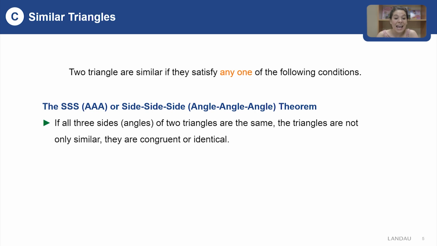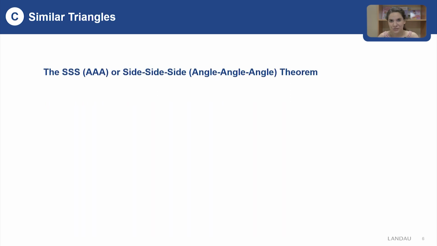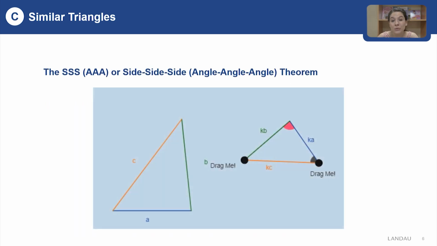Do you remember these two terms, congruent and identical shapes, from the previous video? Yes, you do. And for similar triangles, the three sides or the angles of two triangles only have to be proportional. If we pay close attention to the screen, we will see that we have two triangles and the angles of those two triangles are exactly the same, and the sides of those two triangles have proportion.